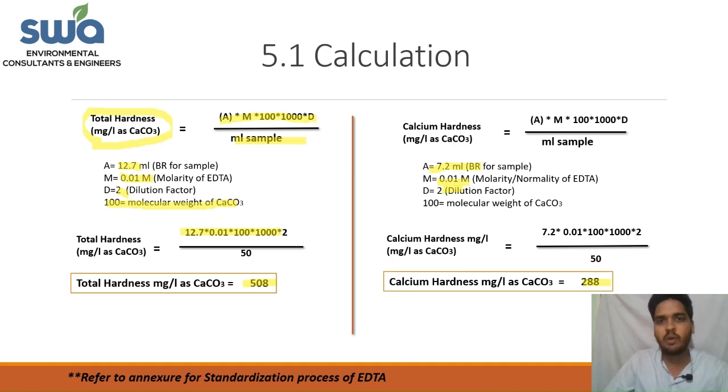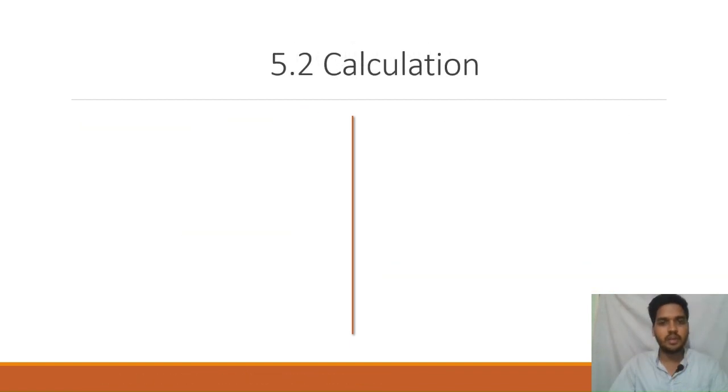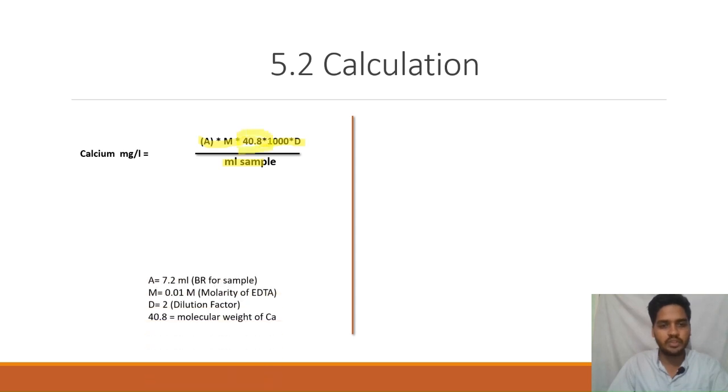Now let's understand how we can calculate the calcium content in the water sample with the help of these readings. So for calcium content in the water sample, the formula of calcium is A into M into 40.8 into 1000 into D divided by ml of sample. Here only the molecular weight will be changed.